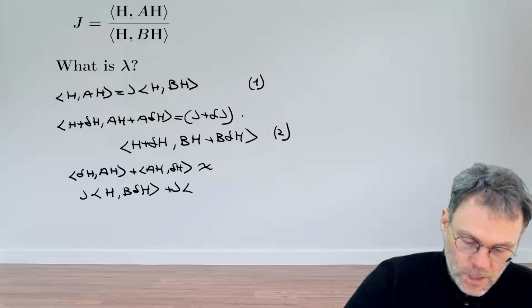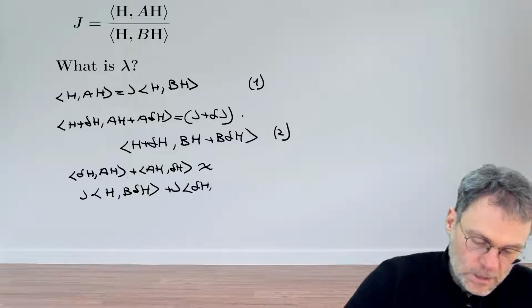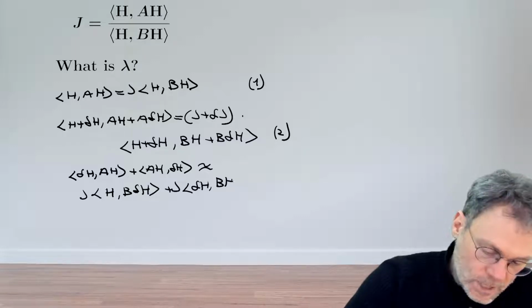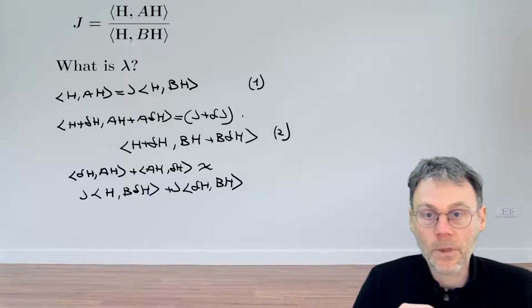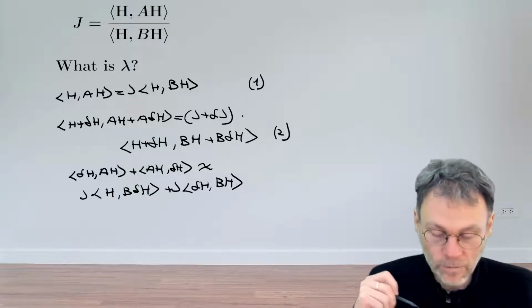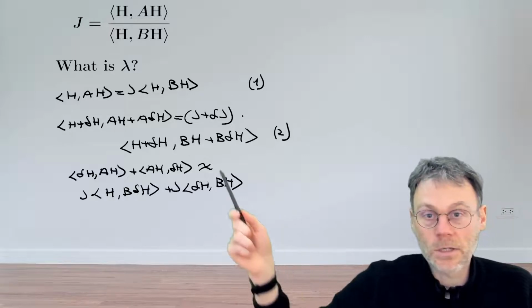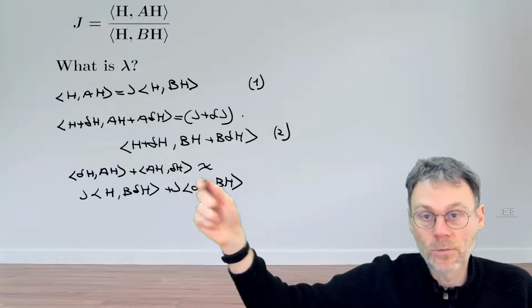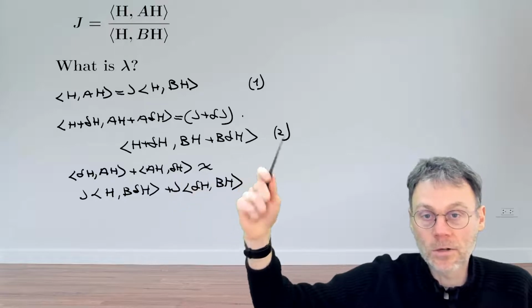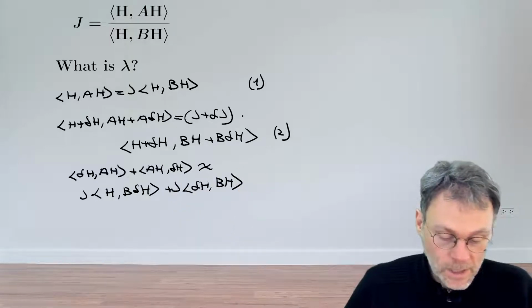And then we have delta H BH. Okay, so these are the two terms over there. The next thing we need to worry about is the fourth term, but that will be a term that has two deltas there. So we're just going to neglect that.